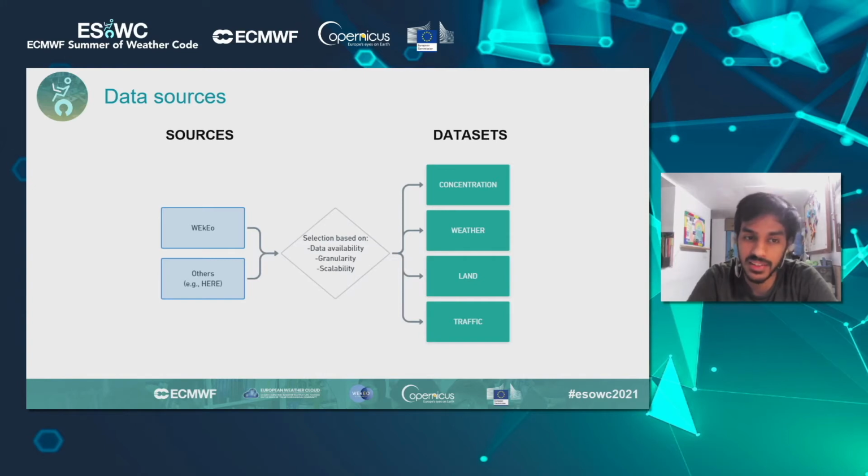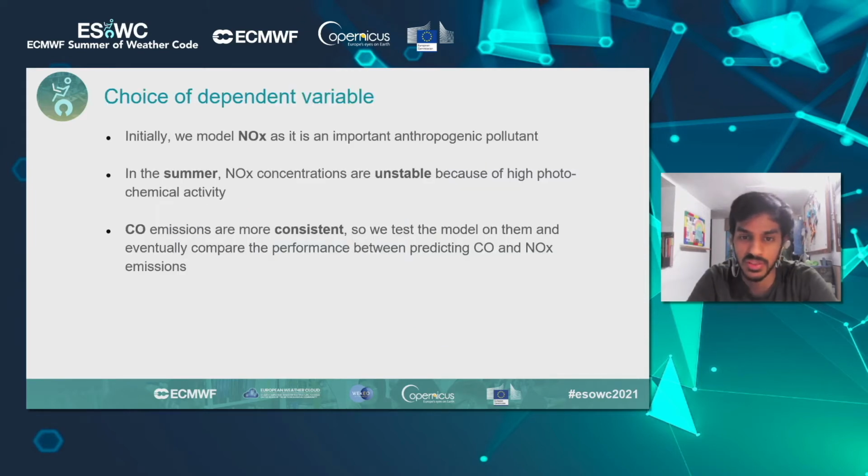And the final data set is real-time traffic conditions, so traffic density, which is obtained from the Here Traffic API, which allows you to query traffic data in real time. So these are the 4 data sets that we use.